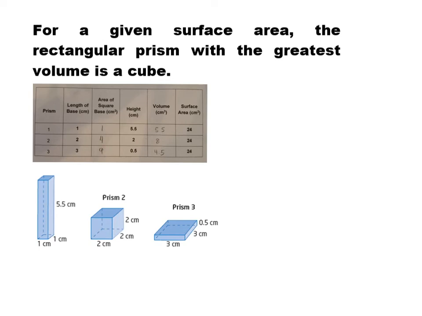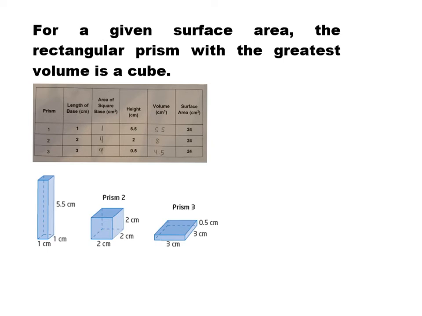To find the volume, then, you simply have to multiply the area of the square base by the height, and that will give you the volume. And so we do 1 times 1.5, we get 5.5 centimeters cubed. We do 4 times 2, we get 8 centimeters cubed. And we do 9 times 0.5, and we get 4.5 centimeters cubed.